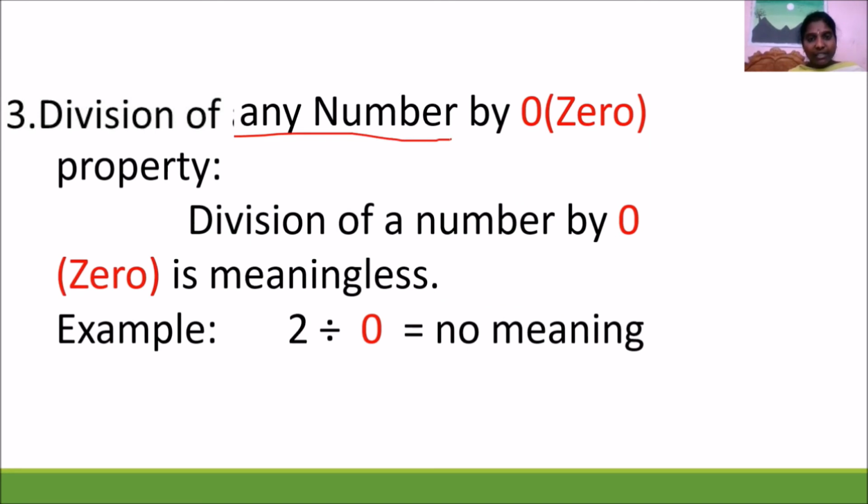Division of any number by 0 property. Division of a number by 0 is meaningless. See the example: 2 divided by 0 equal to no meaning. Children, whether it is a single digit number, 2-digit number, 3-digit number, 4-digit number or 5-digit number, any kind of number, we can't divide by 0. If we divide, there is no meaning.